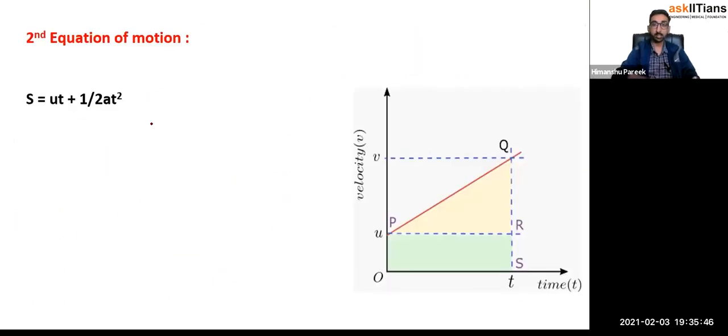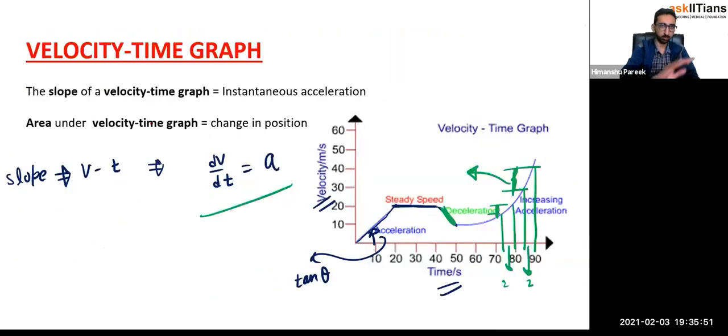Similarly, if you go for the second equation of motion, as I talked about with the velocity time graph here, the slope of the velocity time graph gives you the acceleration. But if you do the opposite, if you calculate the area of the velocity time graph, it will give you the displacement, right? So the area of the velocity time graph gives you the displacement.